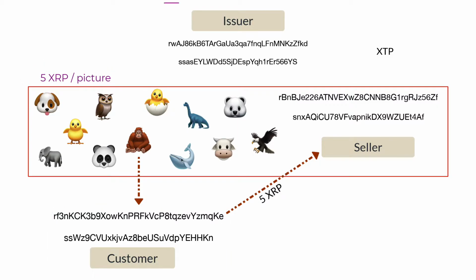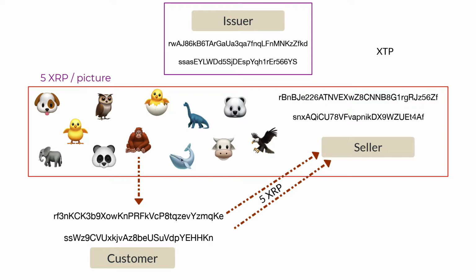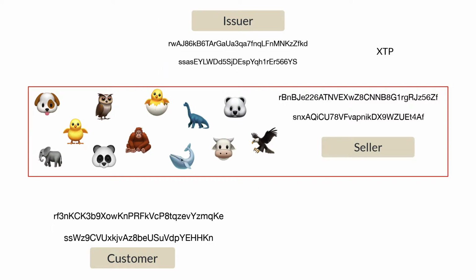So what's in it for this issuer? The customer directly sends 5 XRP to the seller, and the issuer gets nothing for building and maintaining this whole marketplace. Of course, it costs a lot to maintain a marketplace, right? So one way to make profit or get some income from this marketplace is to charge a percentage of fee whenever somebody purchases something from this marketplace, right?